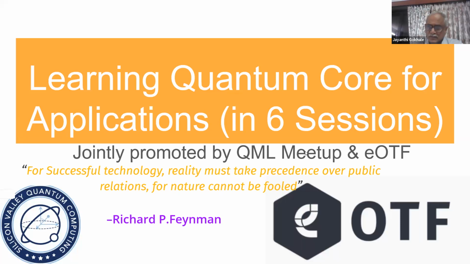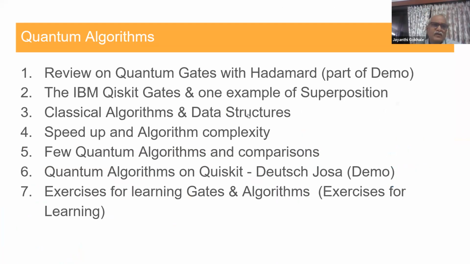Fine. So today we are typically on session number 4, session number 5. And today we are going to quickly have a review about the Hadamard gate as typically a part of a demo. And then I'll take you through a very simple session on IBM Qiskit, and we will try to see how a few gates can be put to use. And I'll also show you how the Hadamard gate shows up the behavior of superposition.